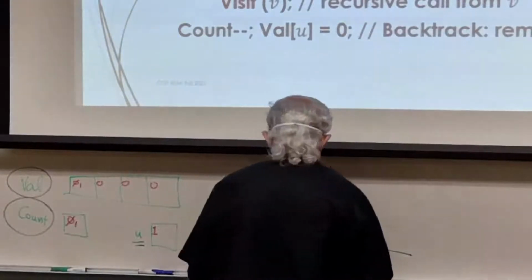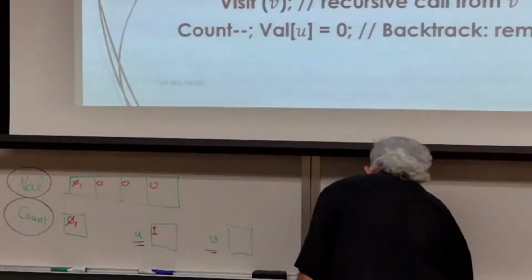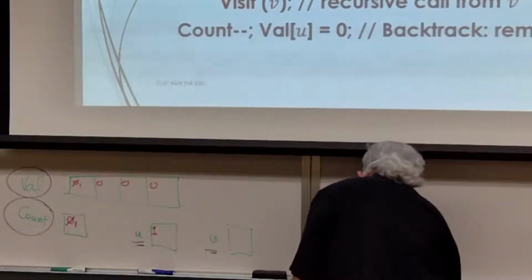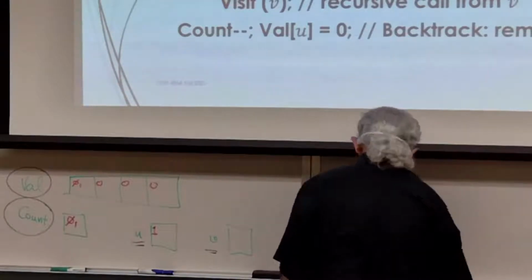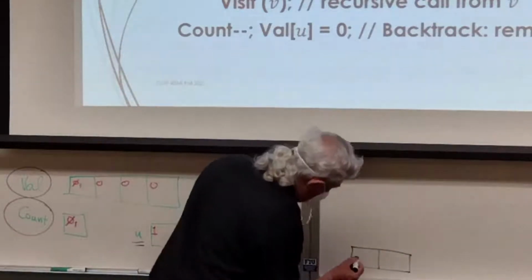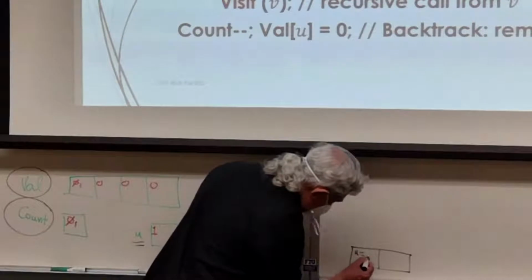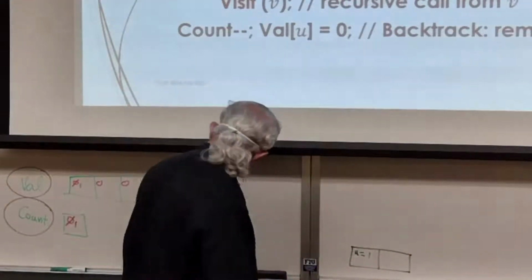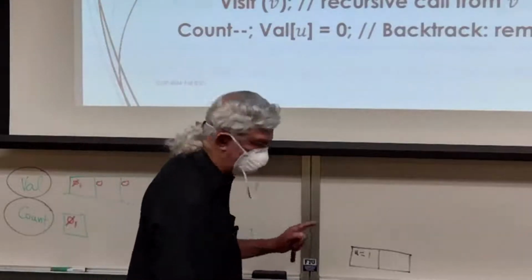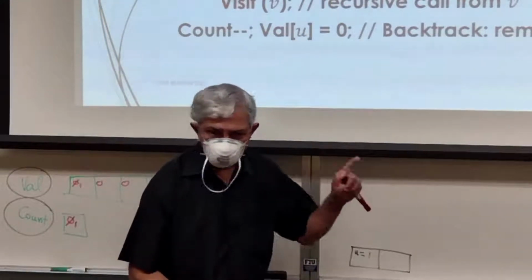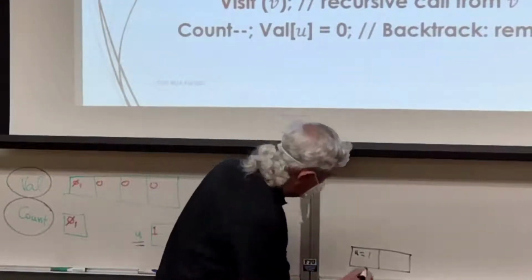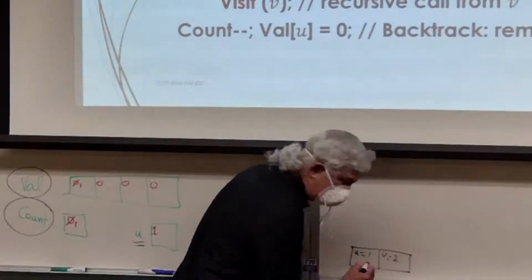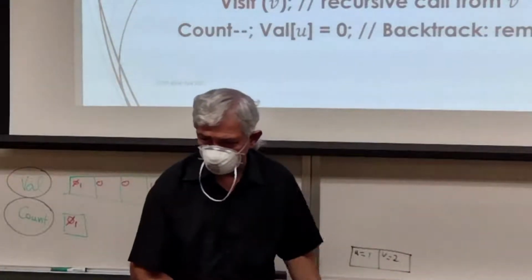And I am going to, so I'll just have u and v here. So the first time around, when I called it, I had u equals 1. And then I found v to be equal to 2, and I made a recursive call with that value.